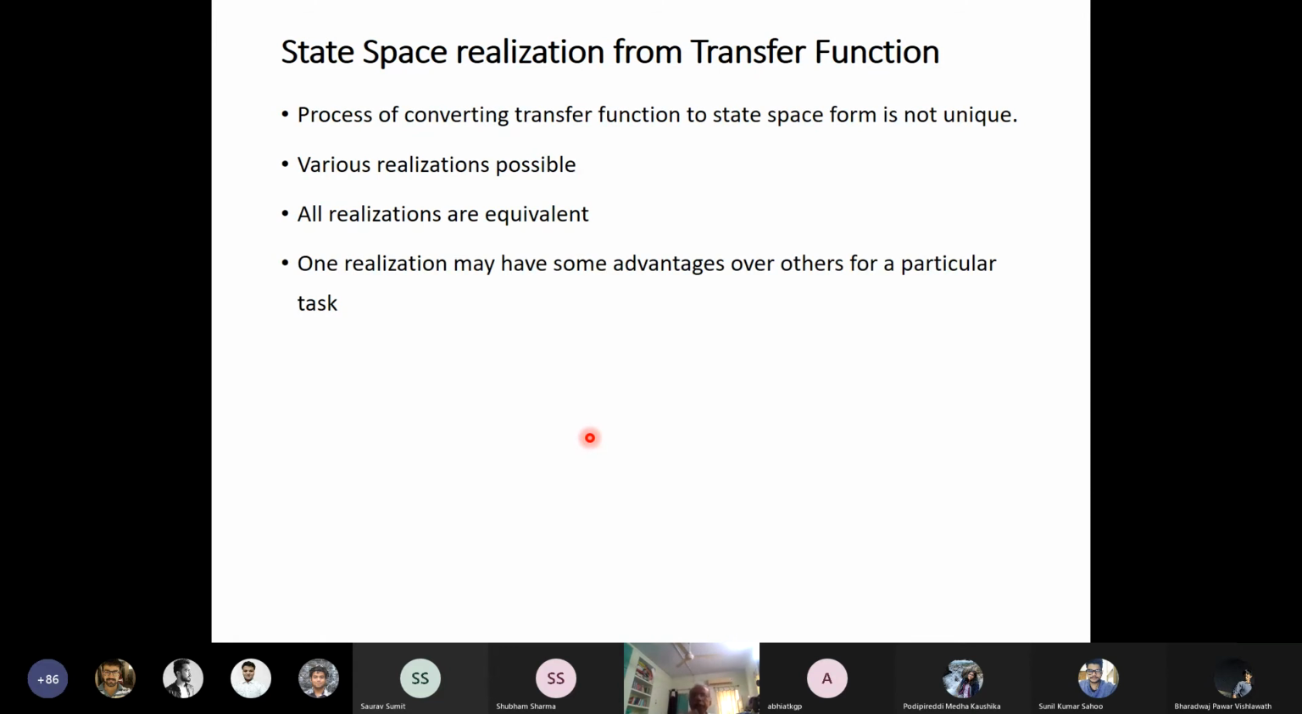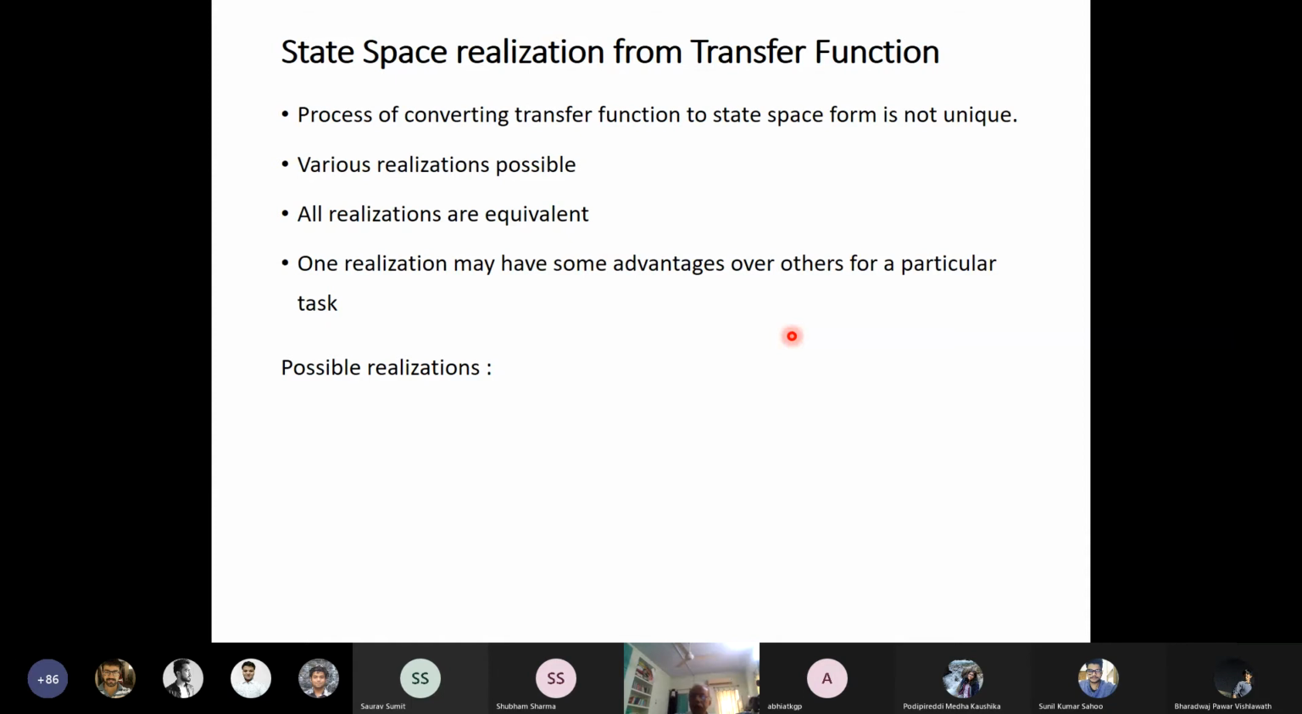The only thing is, since there are various realizations possible, it may so happen that one type of realization has some advantages over other types of realizations for a particular task. You will not understand this statement right now, but later on, as you go on developing the controller using the state space model, it will be clear to you why some realizations have advantages over other realizations.